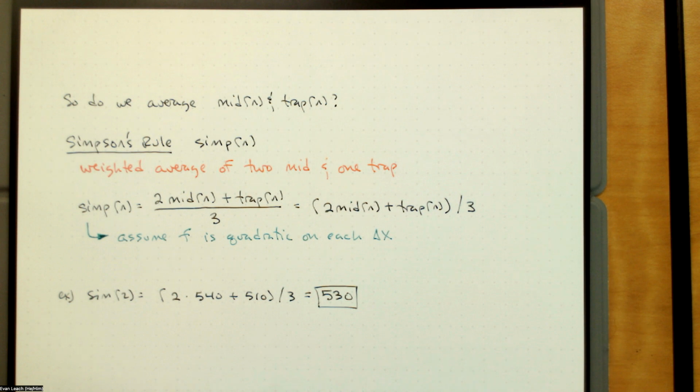So here are a bunch of numeric methods for approximating definite integrals based on data. We have our baseline where we have left and right. Then one level up from that, we have the midpoint rule and the trapezoidal rule. And then one level up from that, we have Simpson's rule, which kind of stands on its own.